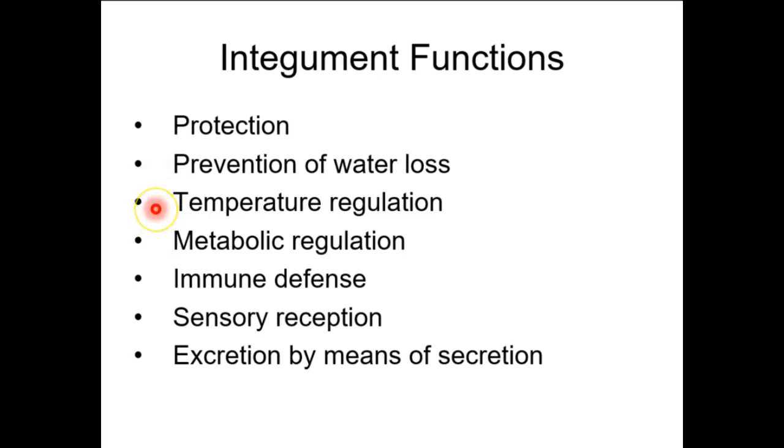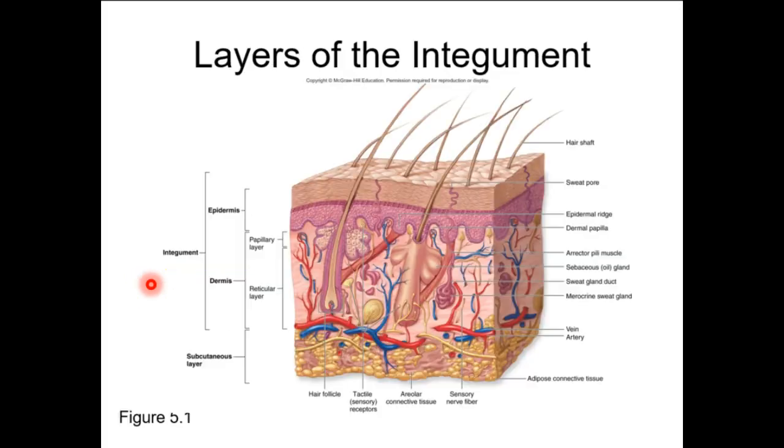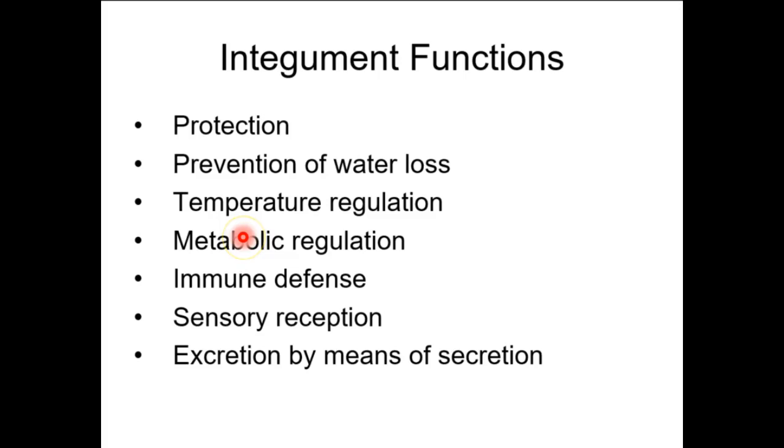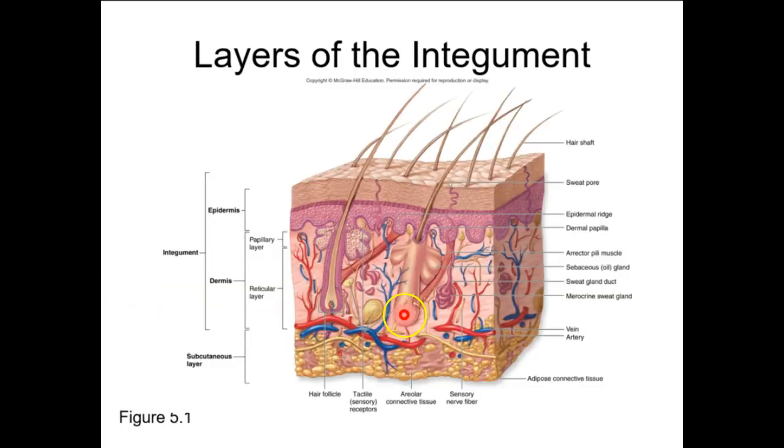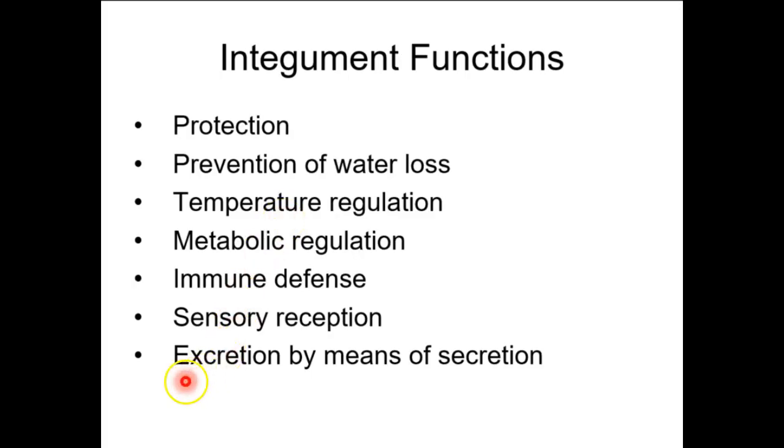Temperature regulation, you'll have sensory receptors just for temperature. Metabolic regulation, immune defense, just the fact of those multiple layers, and then a couple of cells that can travel within that dermal layer will help with your immune defense. Sensory reception innervated both in the dermal layer and in the epidermal layer. You do have some nerves of the epidermis as well. And excretion by means of secretion.